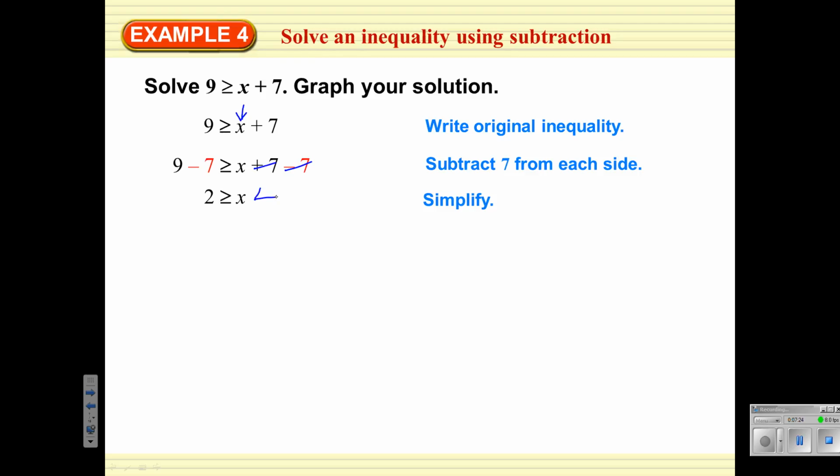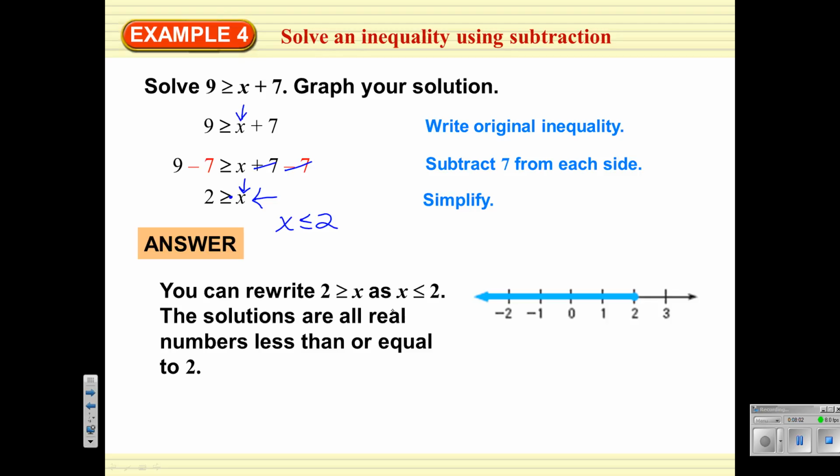Now this time my x is on this side, so make sure you're paying attention. I'm reading this from right to left because I like my answer to say x is less than or equal to 2. That helps me know how to graph. I could read it this way: 2 is greater than or equal to x. But to help me graph, I'm always going to read with my variable first. I could flip it if I wanted: x is less than or equal to 2. That might help me graph it. Notice the smaller side is still pointing to my x. If I flip this around, I have to flip my sign around too.